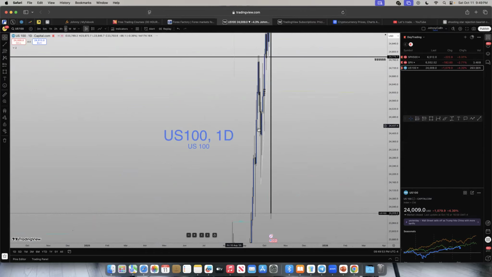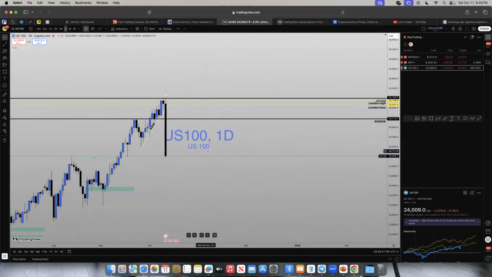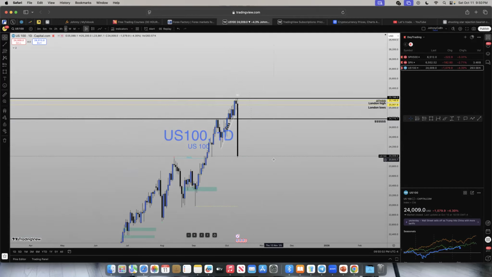So now we have that marked up, we can identify where we want to get into our positions. So let me go on the daily one more time, actually, see if I can find another pool of liquidity. Still liquidity would be, I would say, like right here. Perfect.